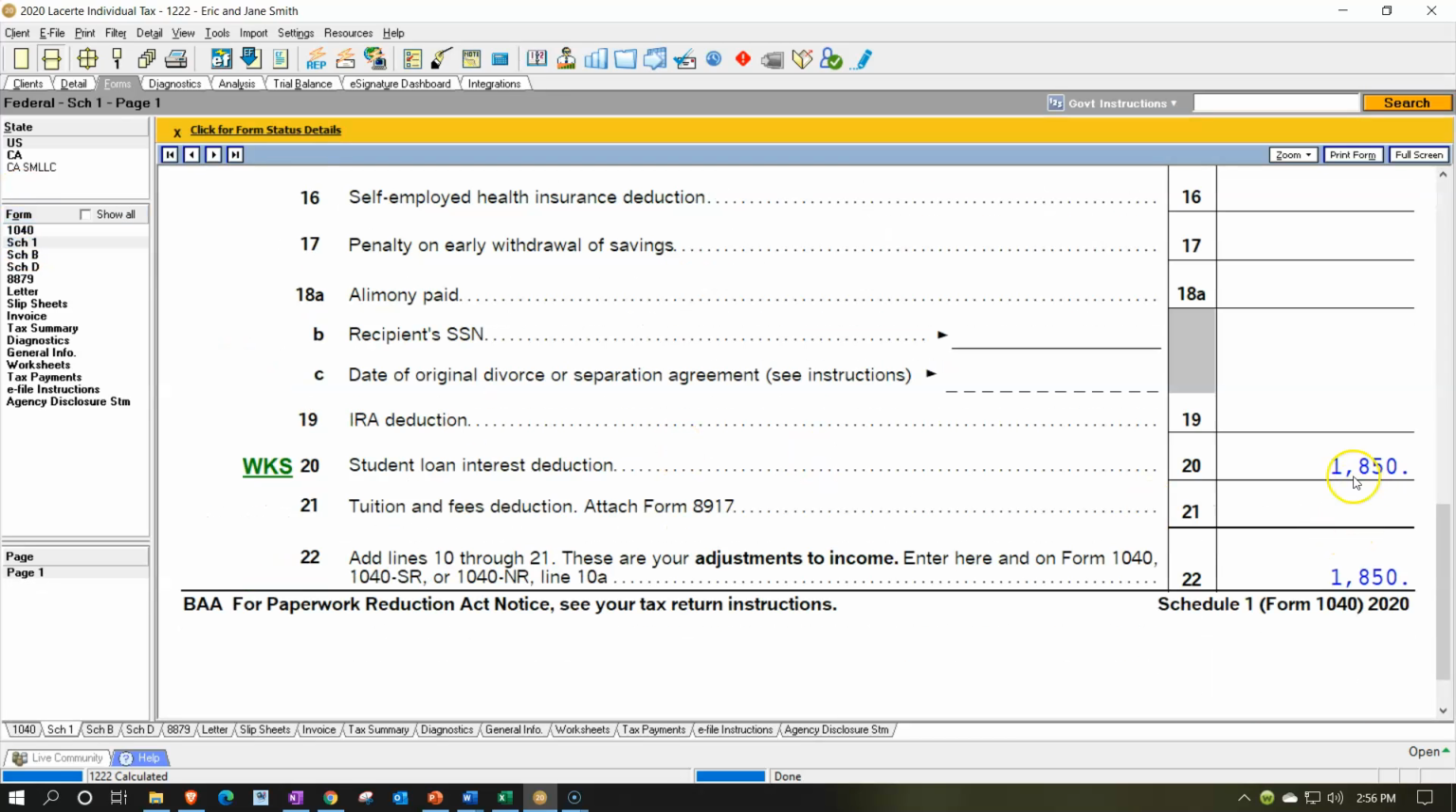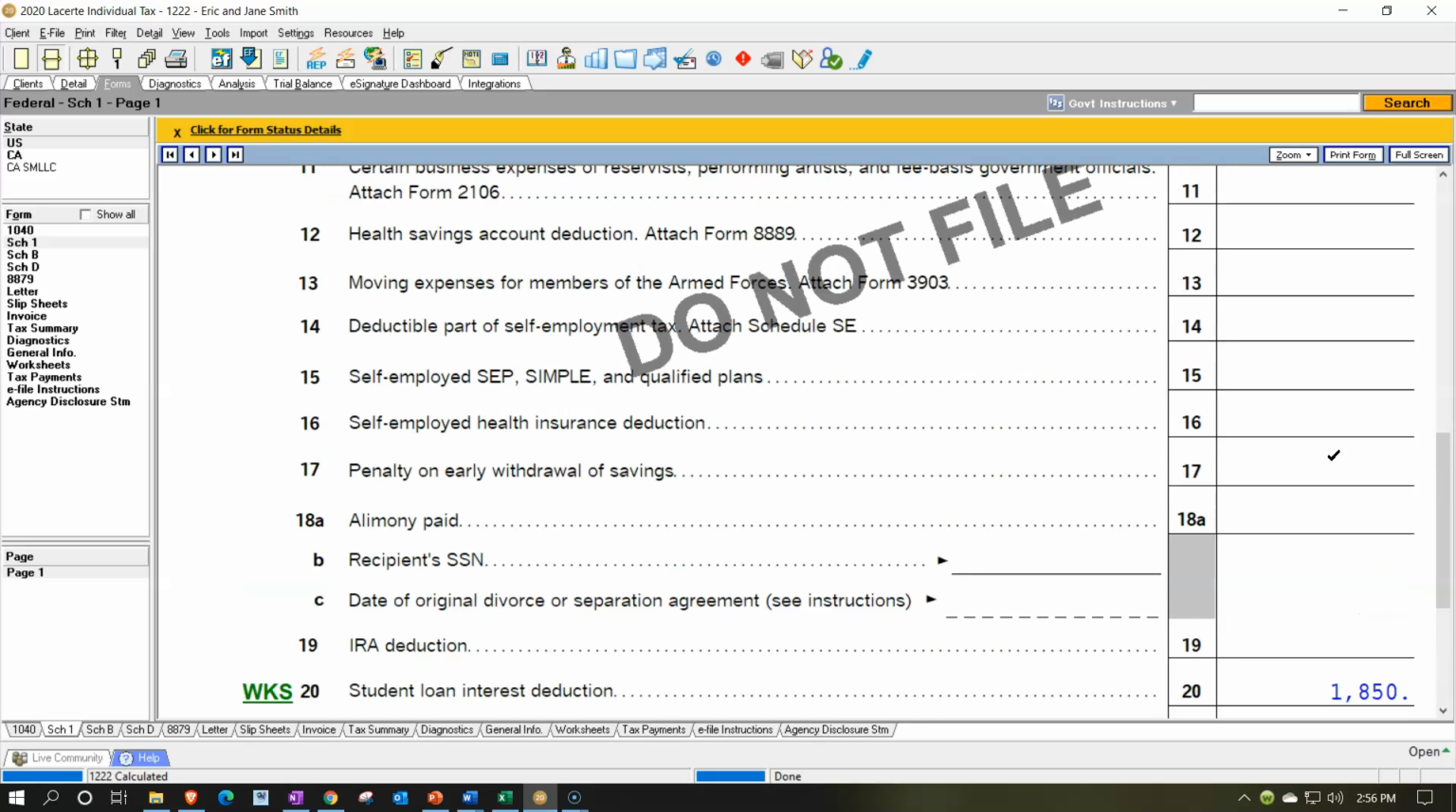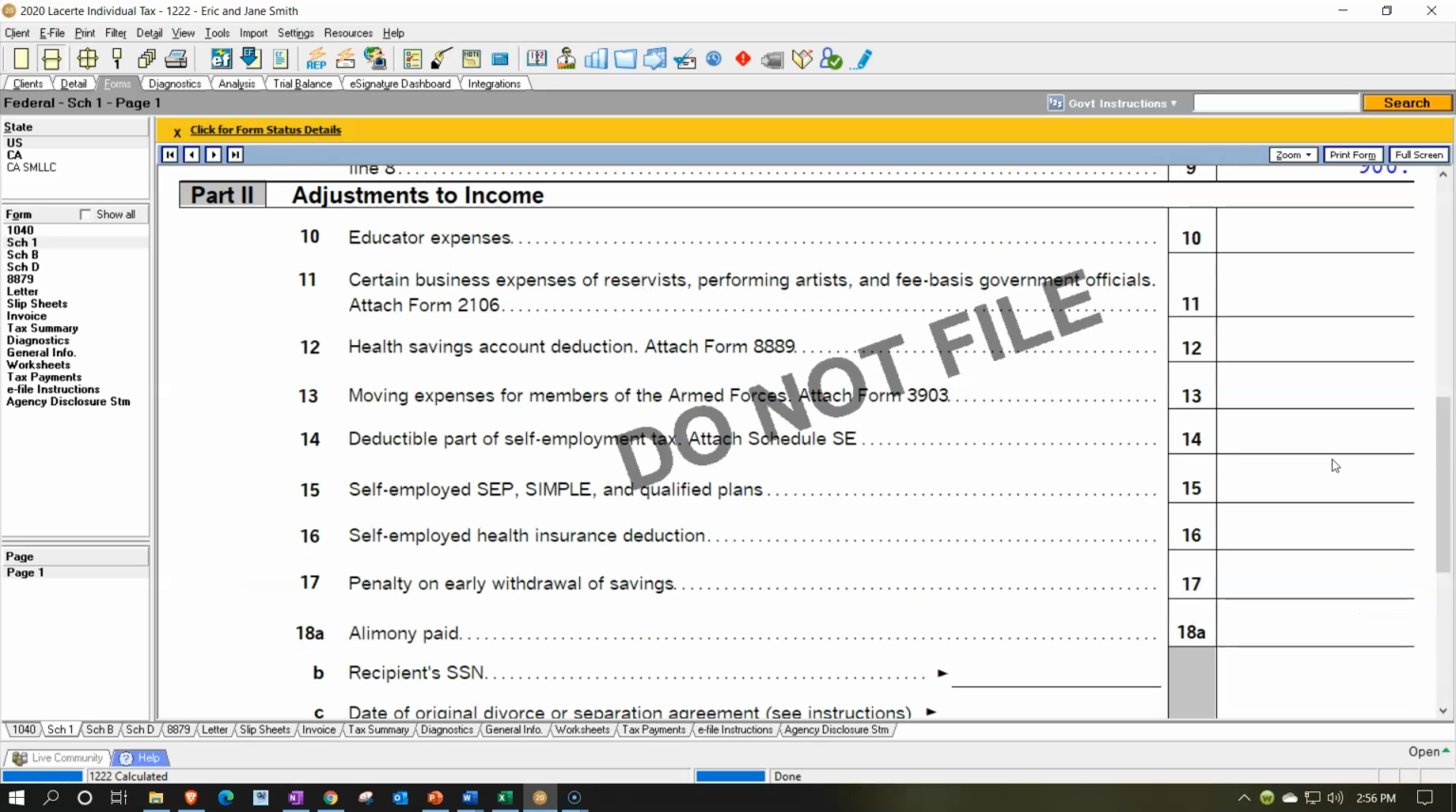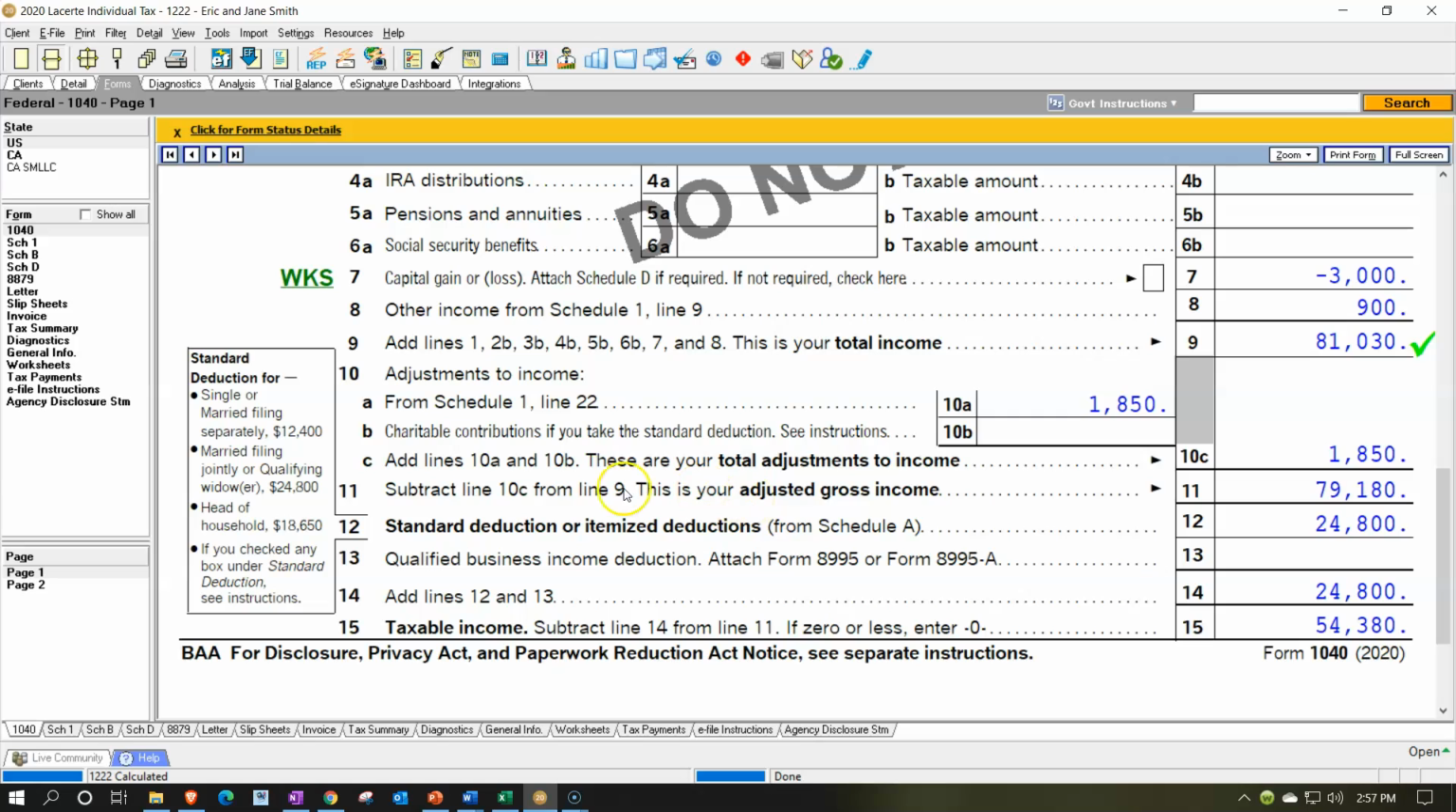So within the Schedule 1, we have the $1,850. Now this is actually kind of the exception to the rule because this is one of these strange type of ones that were put in this year, and you would think they would have put it into the Schedule 1 Part 2, but they didn't. They actually put it on the first page of the 1040, and that's going to be related to the charitable contributions if you take the standard deduction.